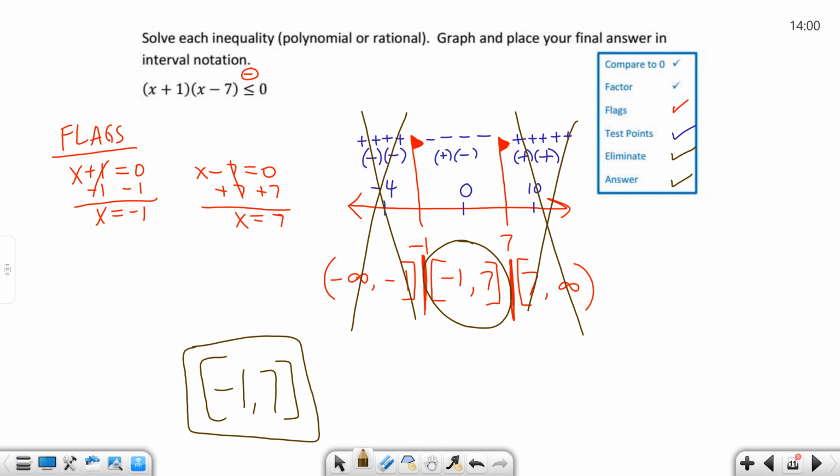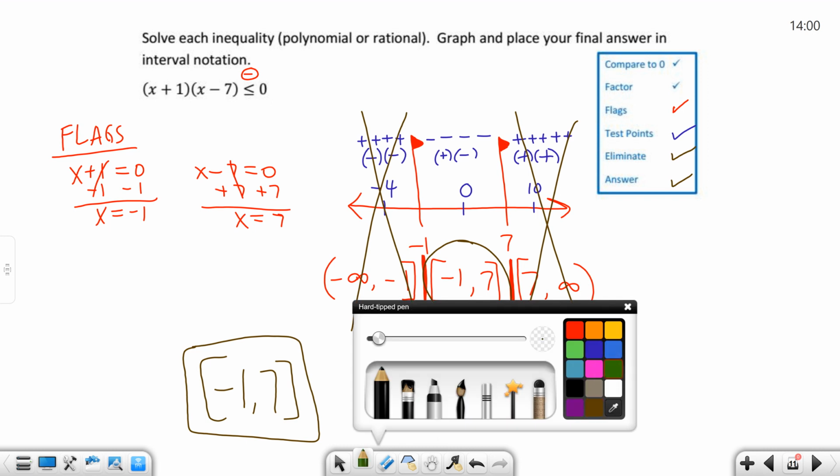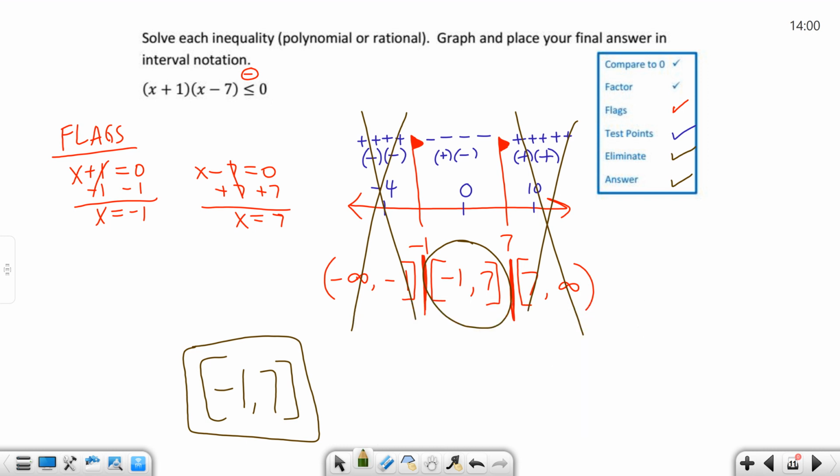I don't know if I have examples of every type, but the main idea for all of this right here is to make sure that we can do these steps, okay? Compare it to 0. Factor everything, top, bottom, numerator, denominator. Flags, right? Find the zeros of everything, numerator, denominator, mark them. Do I shade the flag or not? Extend my flags deeper, put the intervals there. Do I have the right parentheses, brackets, all those parts of flags?